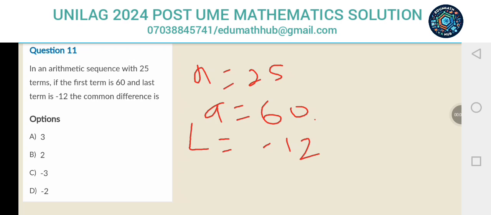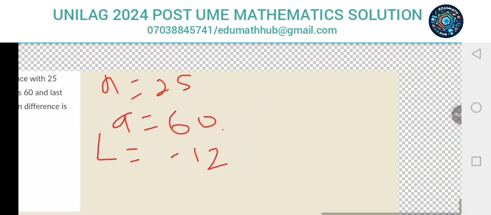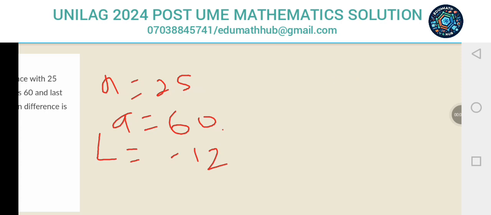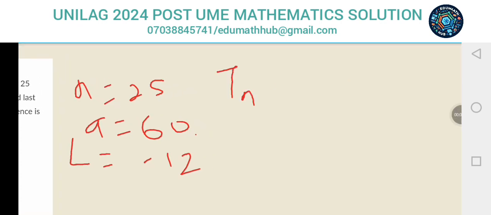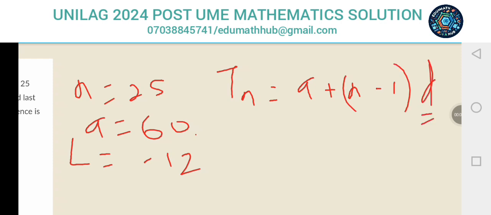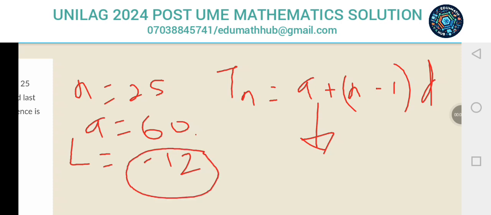All you have to do is use the nth term formula of AP. The nth term formula of AP goes like this. We're going to write Tn is equals to a plus (n minus 1) d, where d is the common difference, n is the number of terms, and a is the first term. So if you use this formula, all I need to know is the position of this guy. This guy is the last term. When you arrange the series, this guy is the last one.